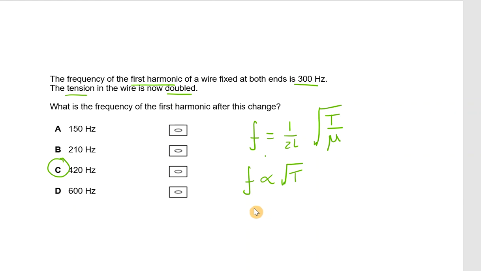Well, that means that if I double the tension, the frequency increase is going to be equal to the square root of 2. So that means the new frequency will be the old frequency multiplied by the square root of 2. Well, the old frequency was 300 Hz. We're going to multiply it by the square root of 2. If you put that into your calculator, you'll get an answer of 424 Hz, or approximately 420 Hz. Answer C.